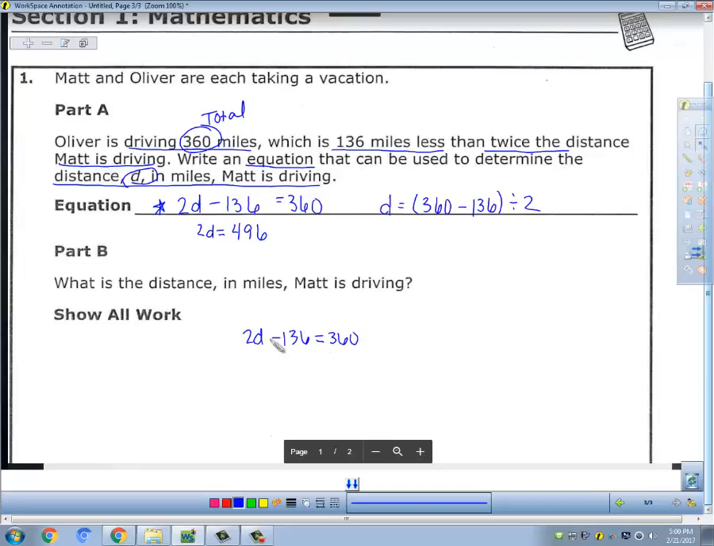So we get rid of the friend first. Instead of minus 136, I'm going to add 136 to both sides. We get 2d equals 496. And then divide both sides by 2. So we get d equals 248. On that blank, mine got cut off, but it says answer blank miles, so you should put 248 miles.